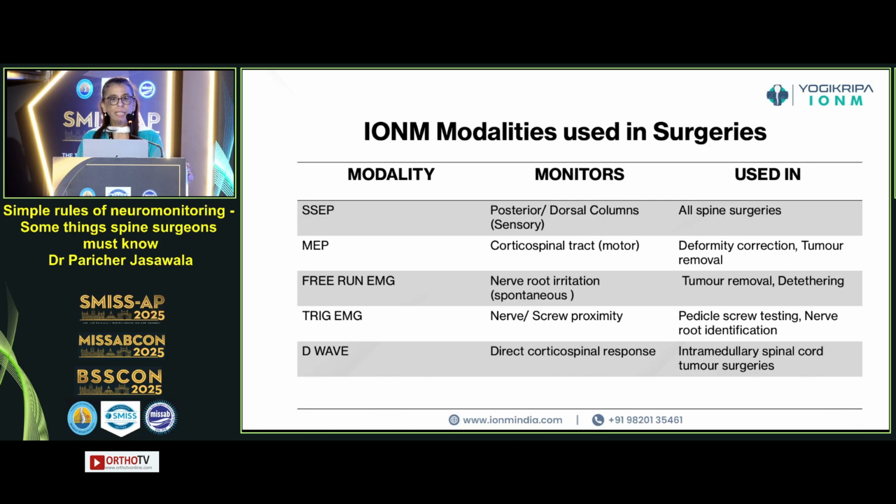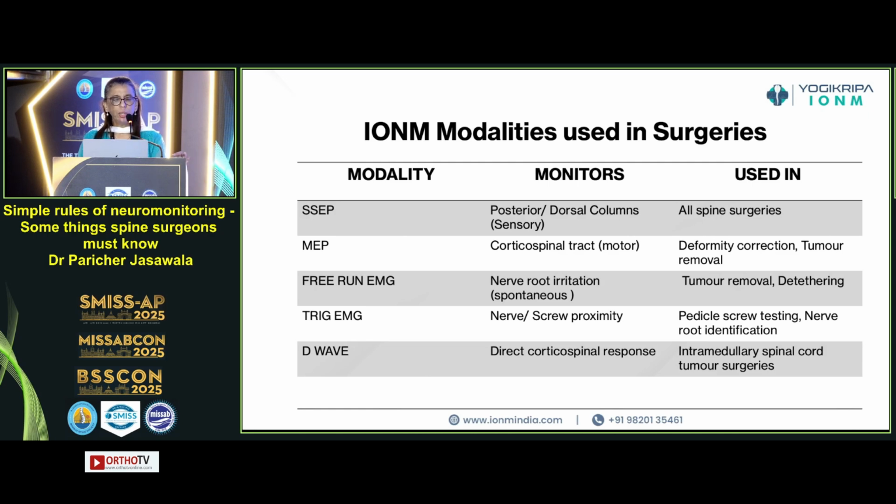Another modality which is important is MEPs, and that is for the corticospinal tracts, which is the motor. For all deformity cases, we should be using MEPs, and for tumor removal also. Then free run EMG, that is also important. It gives you nerve root irritation spontaneously, and it is used in tumor removal and detethering of the spinal cord, where we can stimulate the filum when it is totally silent. If there is any nerve root irritation, we can tell the surgeon that there is a particular irritation at a particular root.